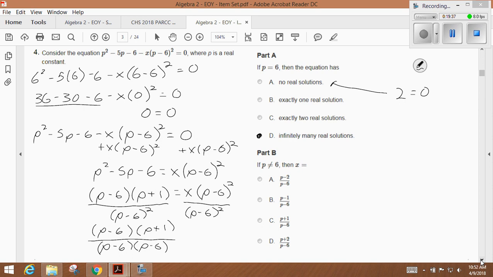Well, equals x. And there it is. We've solved for x. We're done, right? Yep, these two are going to cancel out. So which one's our answer?